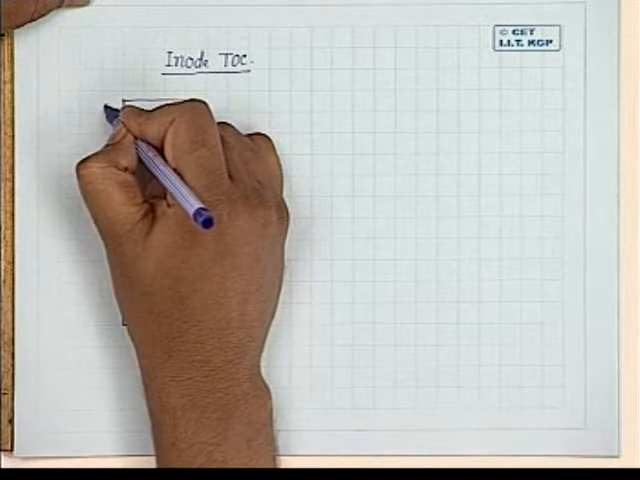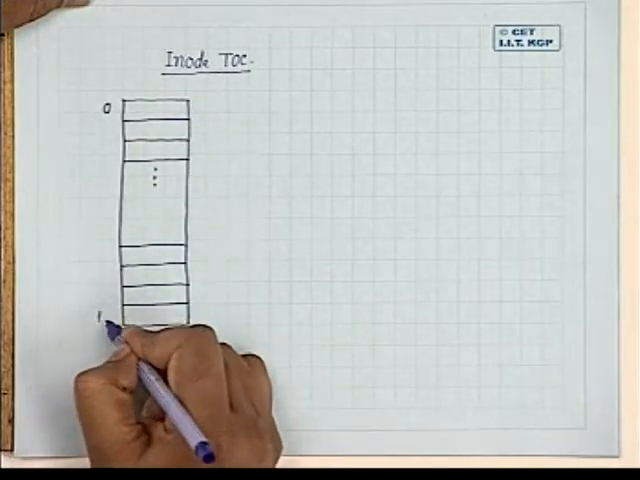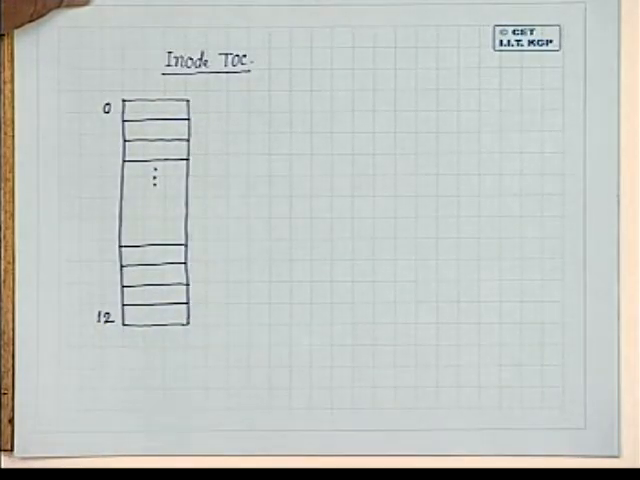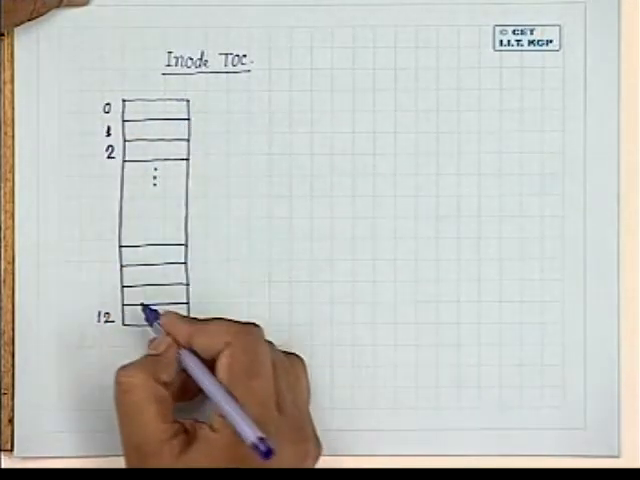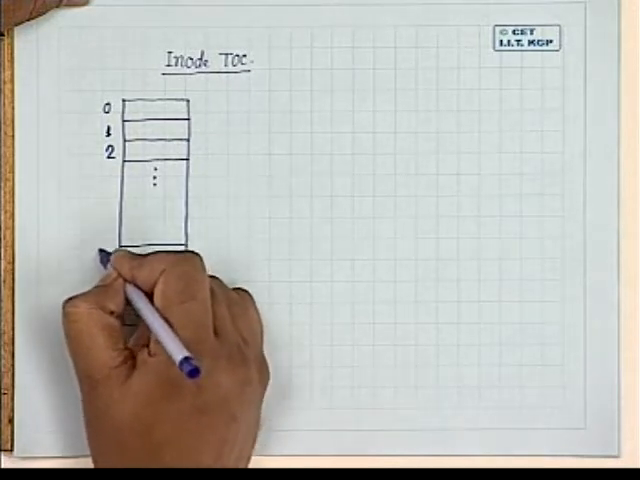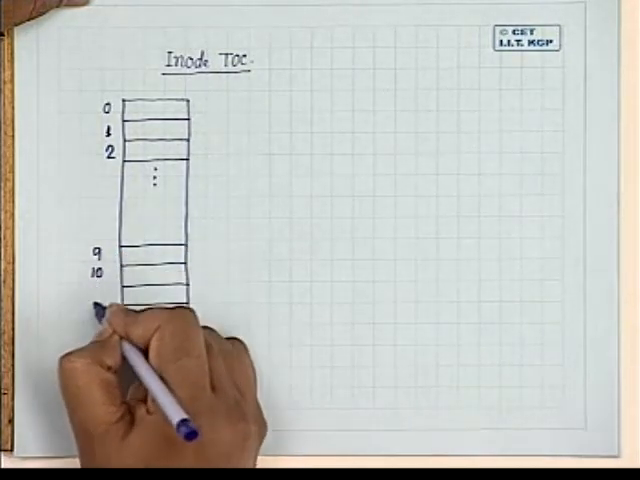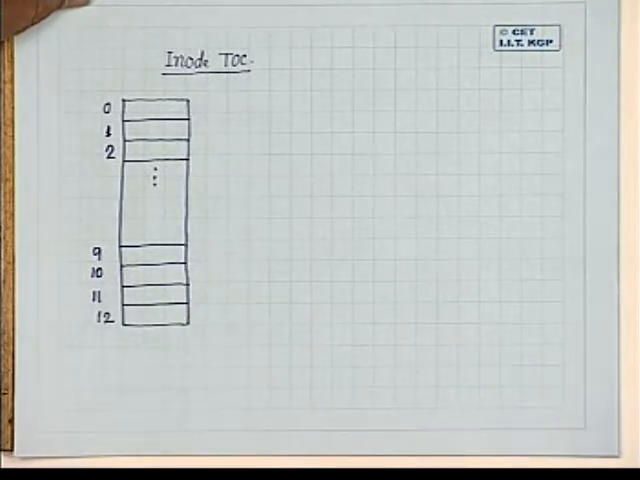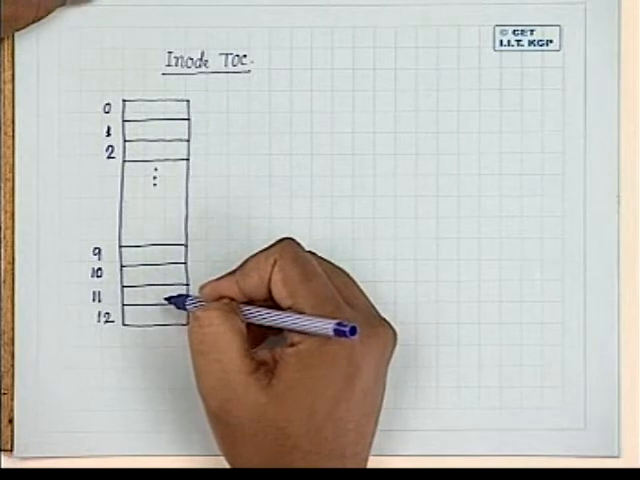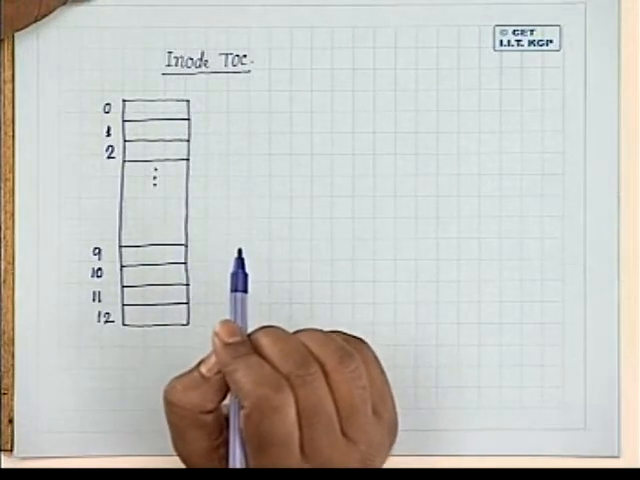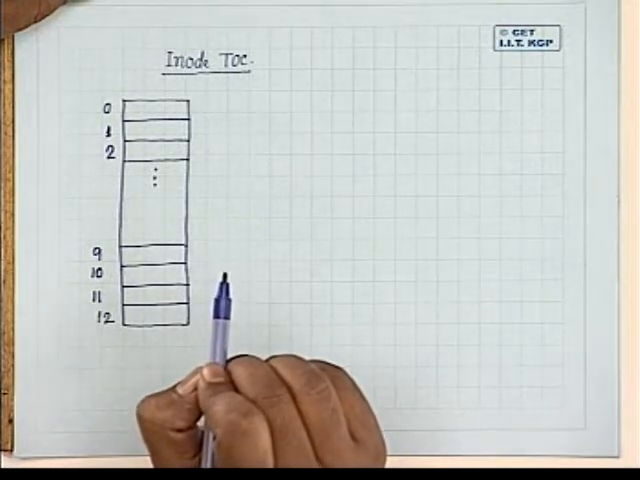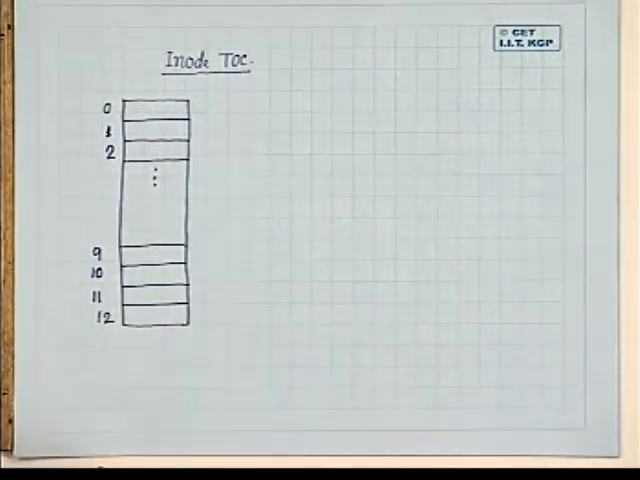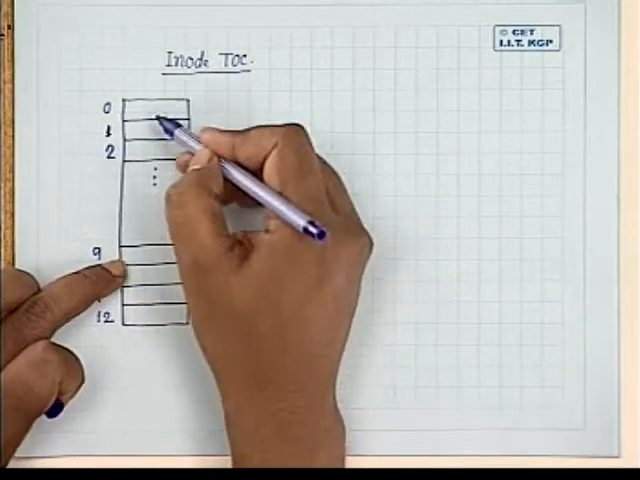Numbering from 0 to 12. Okay. So 0, 1, 2, this is 9, 10, 11 and 12. Now each of these entries contains some block address, the address of the block which contains part of the file. Okay. So out of these 13 entries, the first 10 entries are direct pointers.